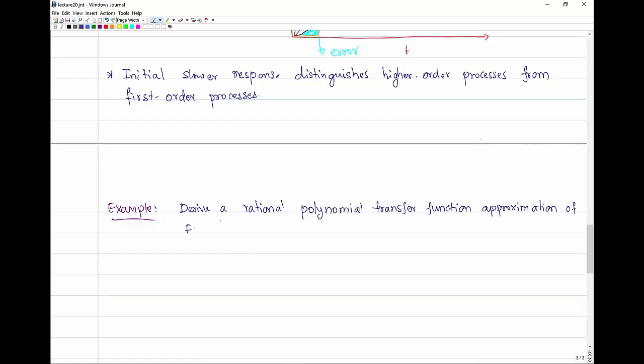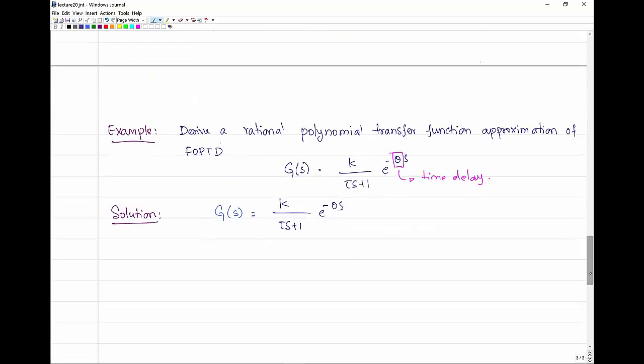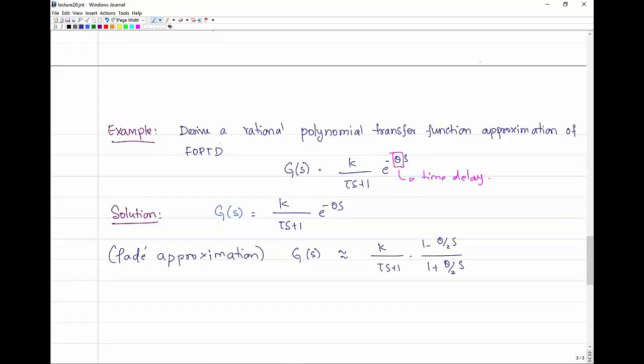Here is an example where I want to show you how time delay can be approximated to get a transfer function that provides a response that is very close to the unapproximated transfer function. I don't know if there's a word called unapproximated, but the original transfer function. We can use Pade approximation and replace the exponential function in the transfer function with another transfer function involving only polynomials.